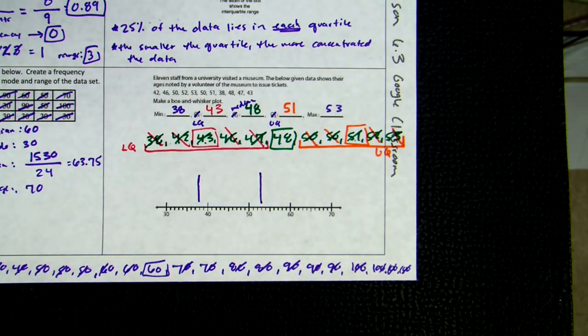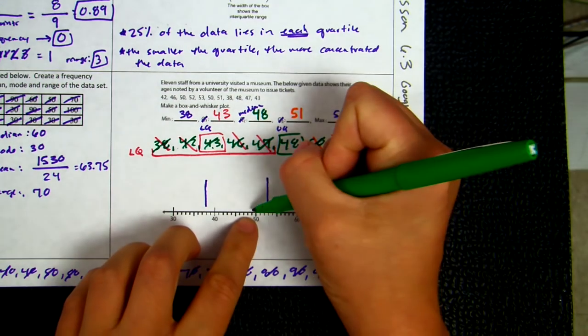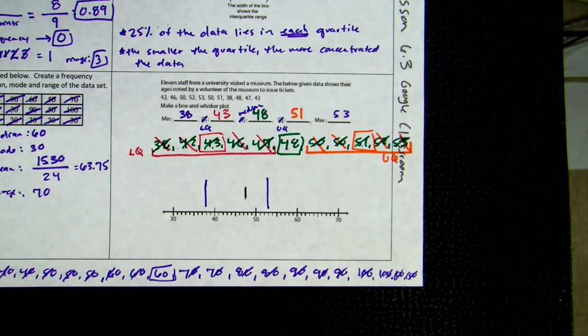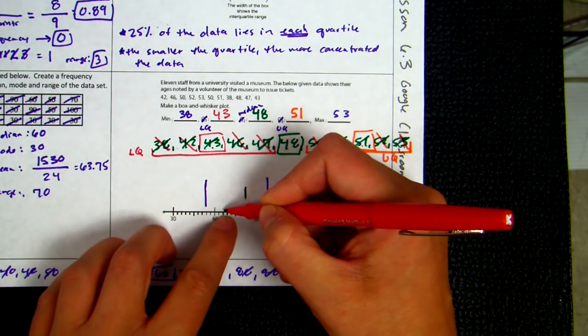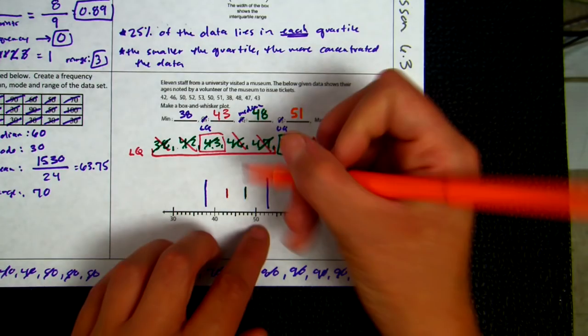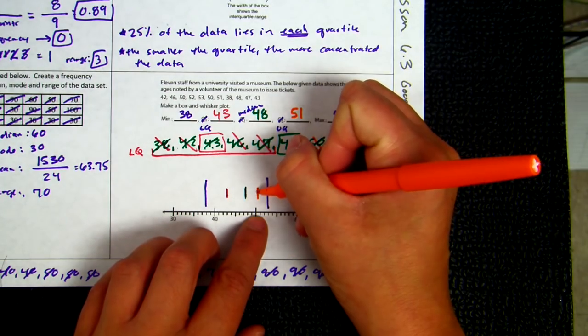Next thing I'm going to draw is my median, I think. Median is at 48. So my median is right here, about. My lower quartile is at 43. And my upper quartile is at 51.